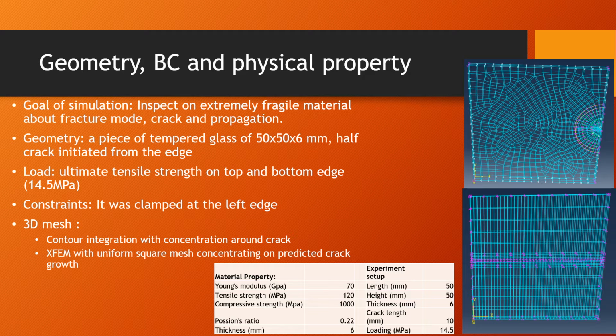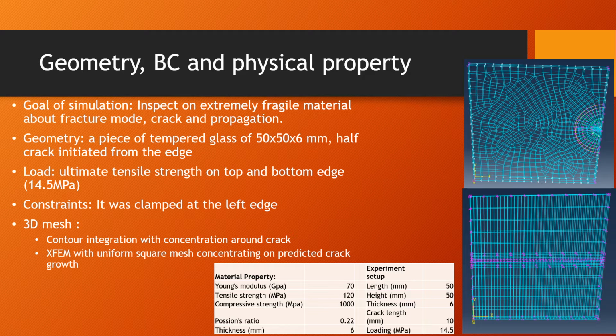We need to inspect an extremely fragile material about the fracture mode, crack propagation, and fracture toughness, and how the crack propagates within the geometry. For the geometry, we have a piece of tempered glass of 50 by 50 by 6 millimeters. The thickness was set because of the industrial standard, so the tempered glass should not be qualified if the thickness is under 6 millimeters.